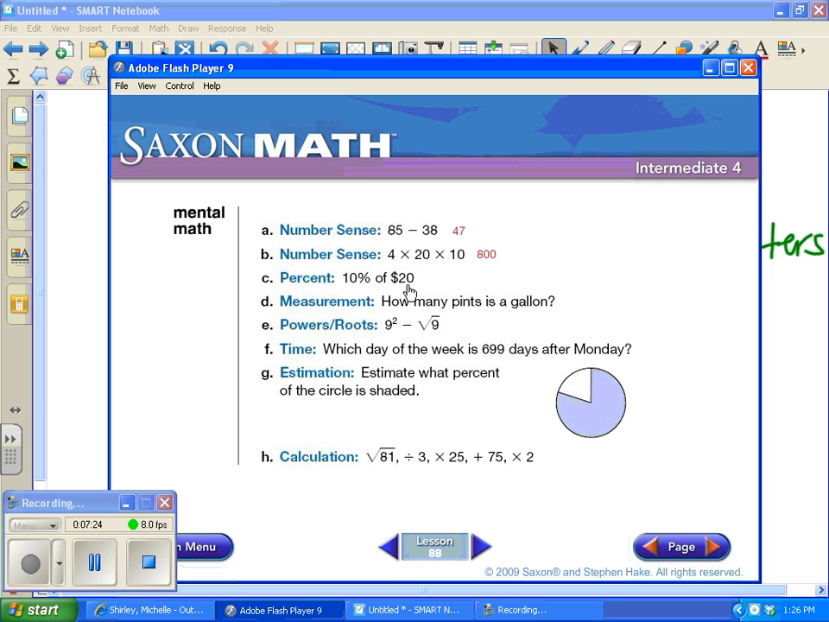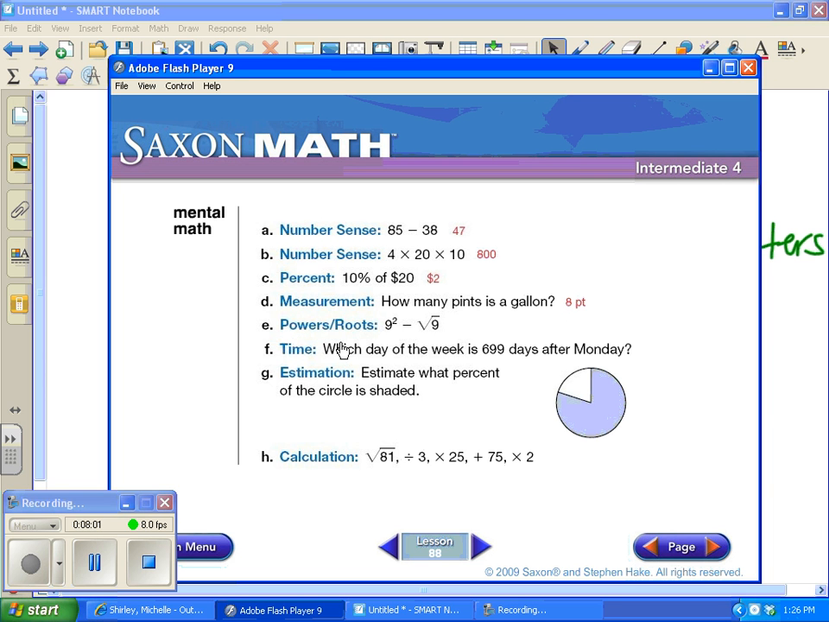10% of $20. Okay, 10% is a tenth of 100, so we need to divide 20 by 10. So 20 divided by 10 is $2, and that would give us 10% of $20. How many pints is a gallon? Remember our gallon house, and it has 4 windows, and those are quarts. And remember how many people are looking out each window? There are 2, right? So if there are 2 people looking out 4 windows, that's 8 pints.